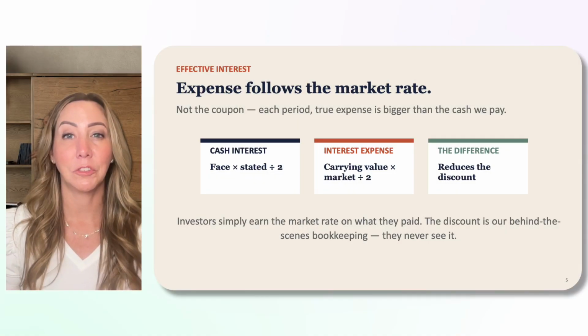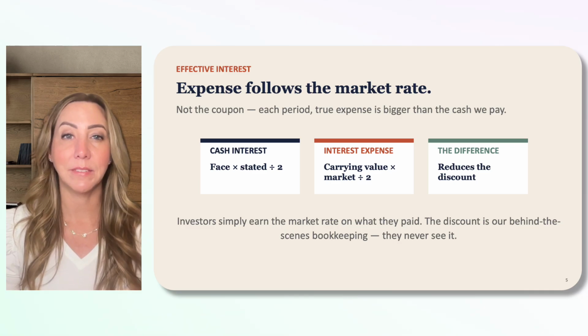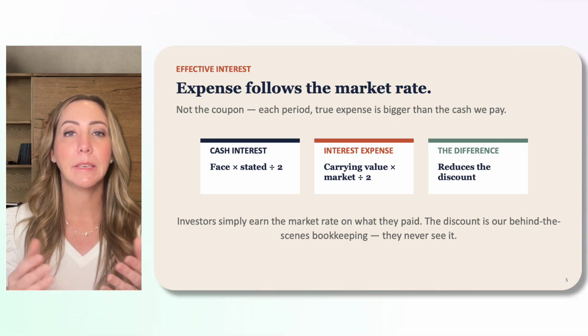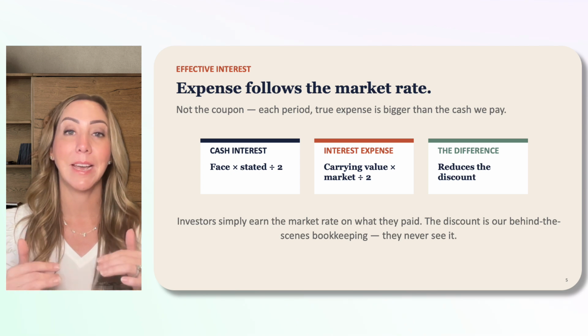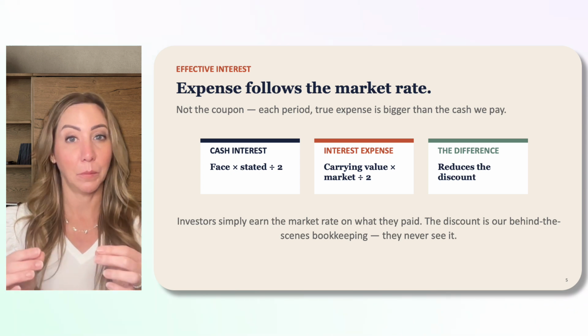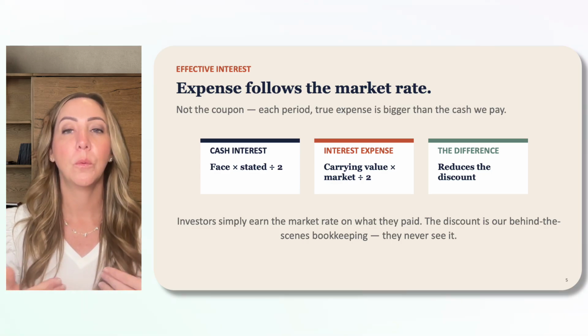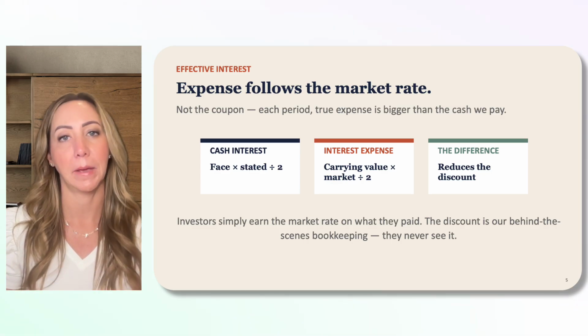The math here is actually a precise method. It's called the effective interest method. The principle is simple to state. Interest expense each period equals the carrying value of the bond times the market rate. We follow the market rate, not the coupon. This is how we systematically allocate the extra interest expense over the life of the bond, rather than waiting until the end when we actually pay it in cash.